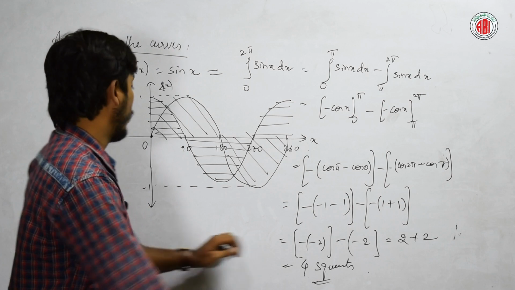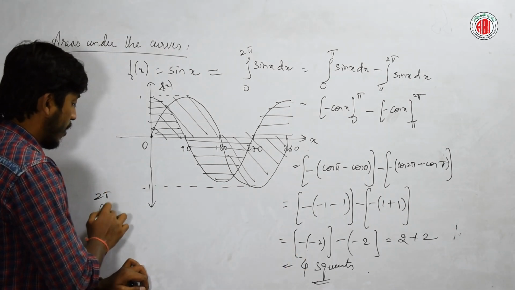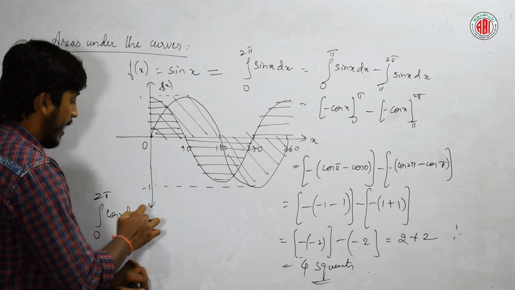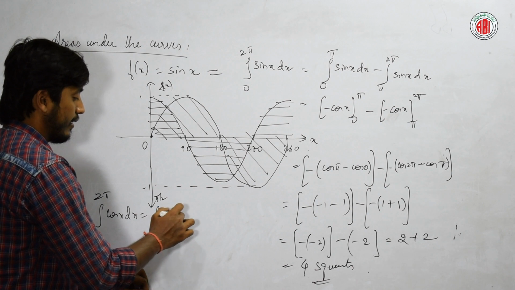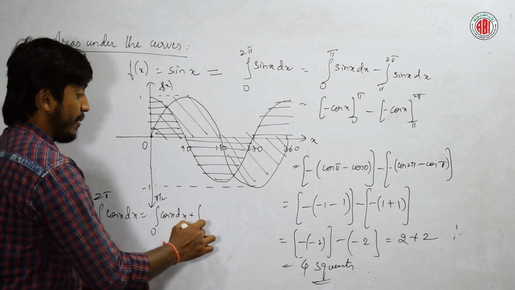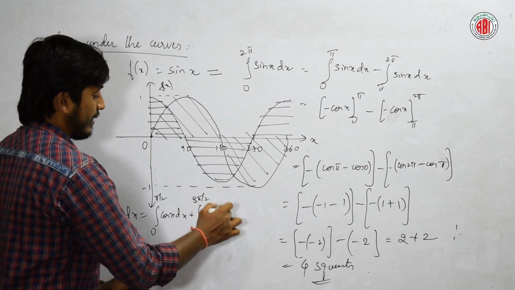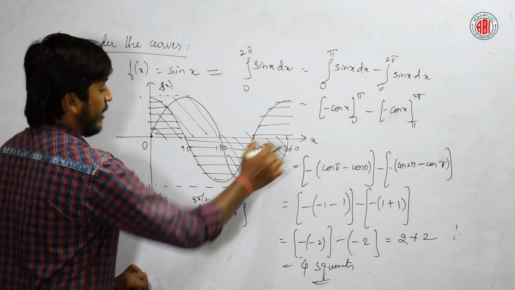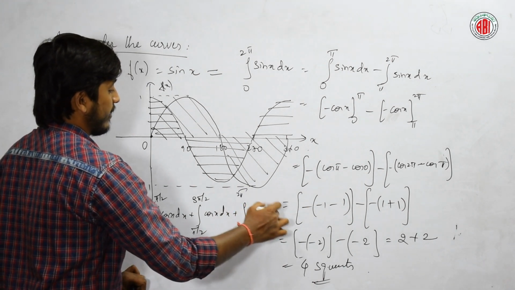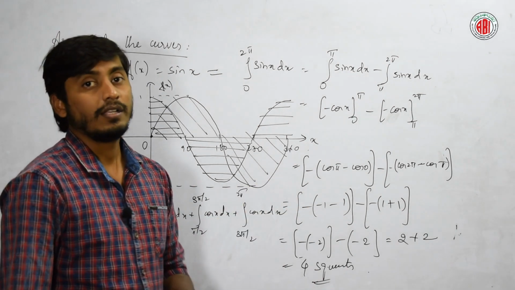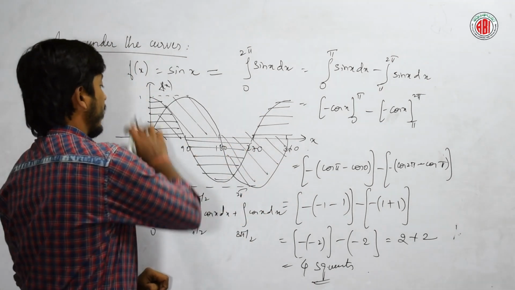Clear? So, let us integrate cos x, first from 0 to pi by 2, then from pi by 2 to 3 pi by 2, and then again from 3 pi by 2 to 2 pi. Is it? Yes or no? Hope you got a basic idea. How did we write this cos?